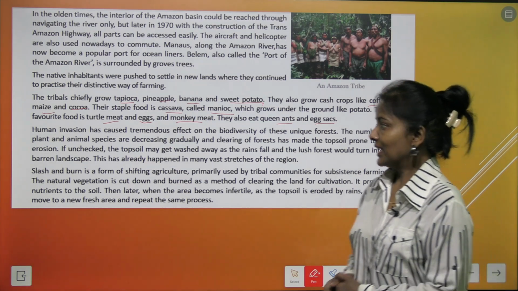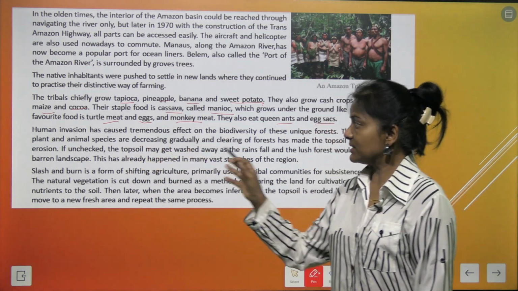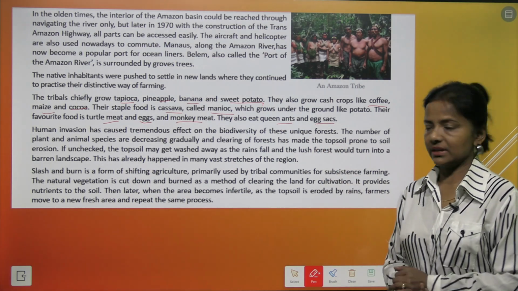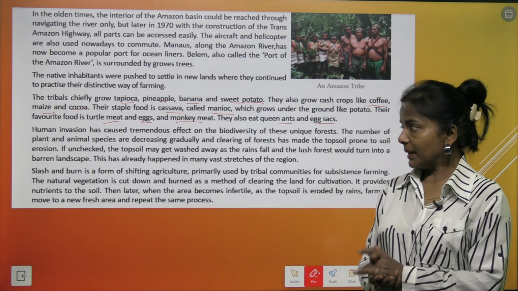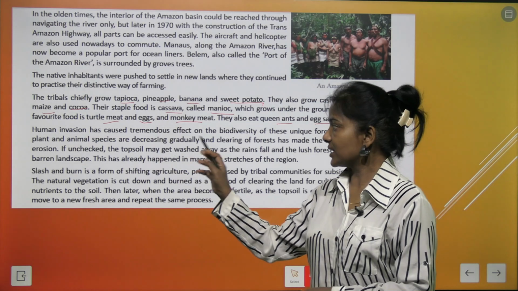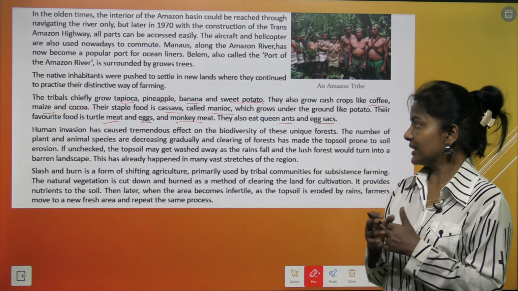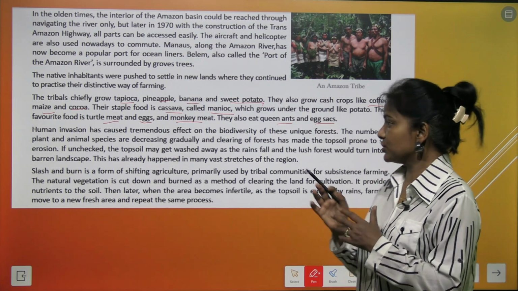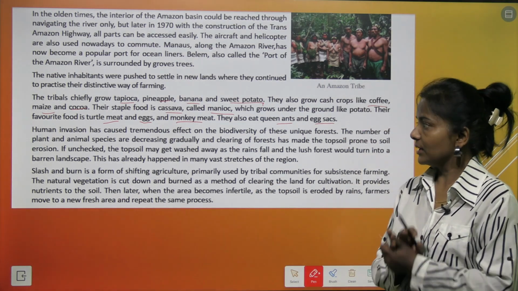Human invasion has caused tremendous effect on the biodiversity of these unique forests. The number of plant and animal species are decreasing gradually, and clearing of forests has made the topsoil prone to soil erosion. Now, what has happened?